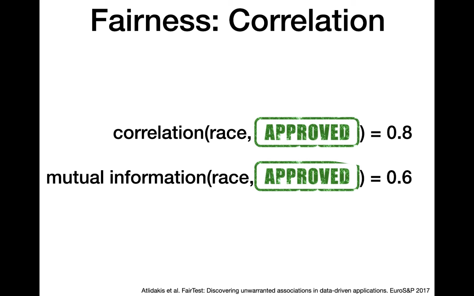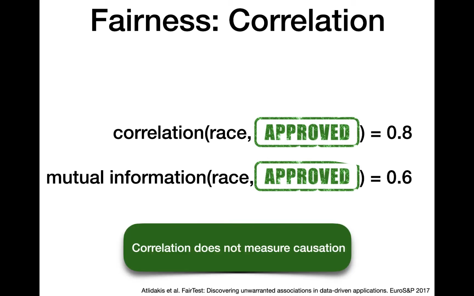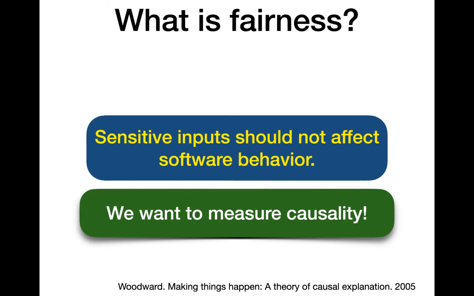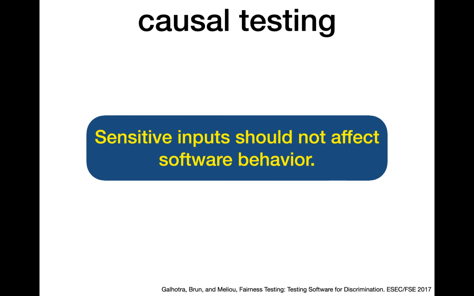And the reason is that these definitions, fundamentally, are measuring correlation between sensitive attributes and software behavior. And as we all know, correlation does not mean causation. What we really want to know is when sensitive attributes affect software behavior. We want to measure causality, which is typically very difficult to do, but with software, we're very lucky actually. We developed a technique called causal testing.